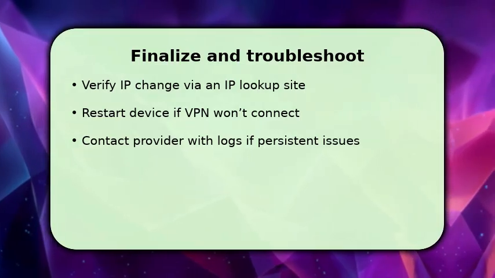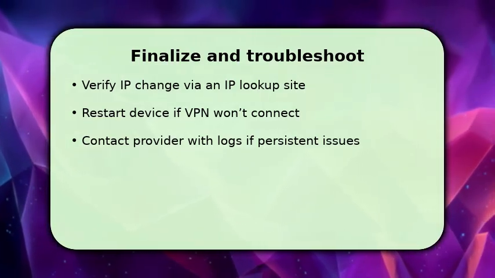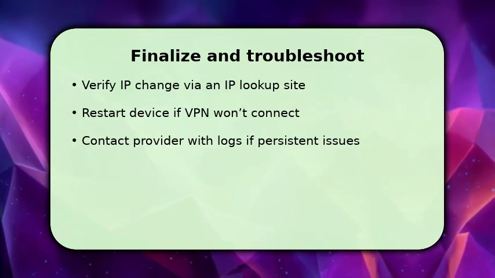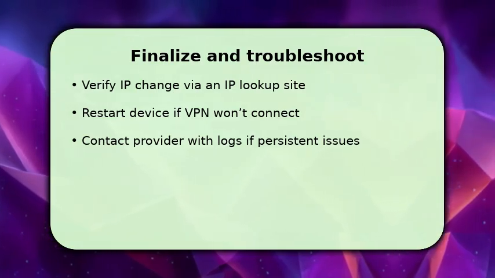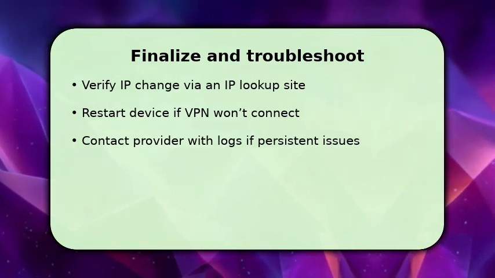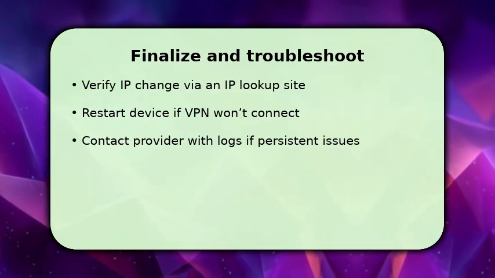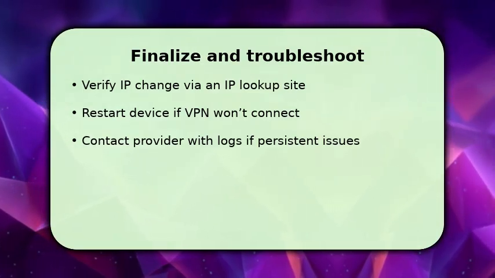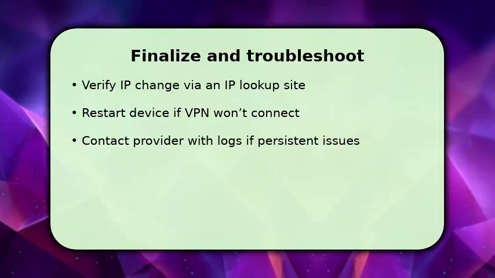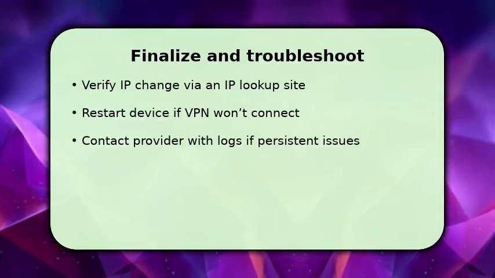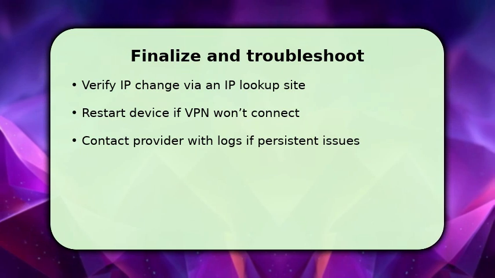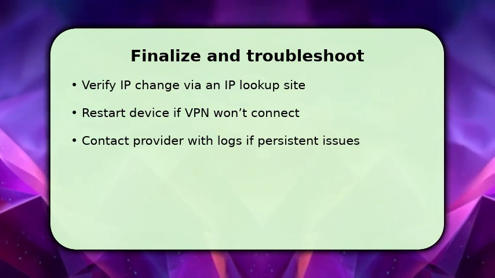If the VPN fails to connect, restart the device and app, then switch protocols, IKEv2 or OpenVPN, or try a different server. Make sure your credentials are correct and that no network firewall blocks the VPN. If issues persist, collect logs and contact your VPN provider. They can resolve authentication or routing faults quickly.